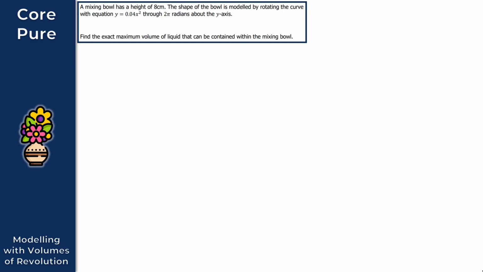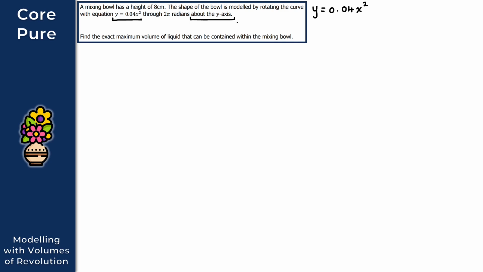So what do we have for this question? Well, we have a mixing bowl which has a height of 8 centimeters. The shape of the bowl is modeled by rotating the curve with this given equation through 2 pi radians about the y-axis. Again, this is quite important. The question asks us to find the exact maximum volume of liquid that can be contained within the mixing bowl. To get started, I'm going to denote the given equation: y is equal to 0.04x squared.